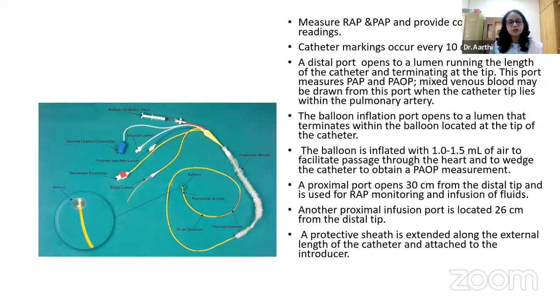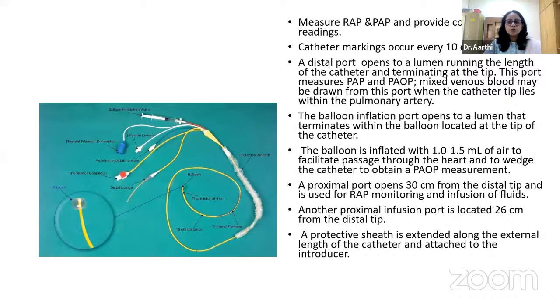So just to refresh the knowledge about the basics of pulmonary artery catheters, it is 110 centimeters long. The catheter markings occur every 10 centimeters, so that the length of the catheter is identified easily. There is a distal port which opens to a lumen running the length of the catheter, terminating at the tip. This port measures the pulmonary artery pressures or pulmonary artery occlusion pressure, and is utilized to sample mixed venous blood.